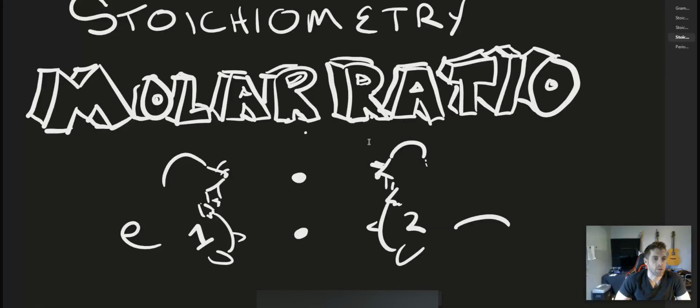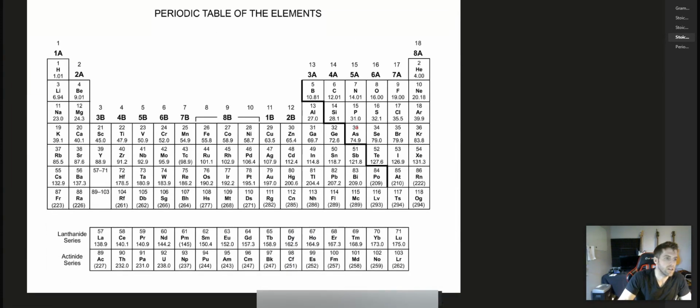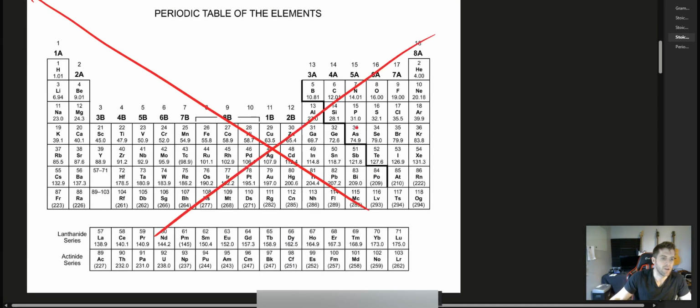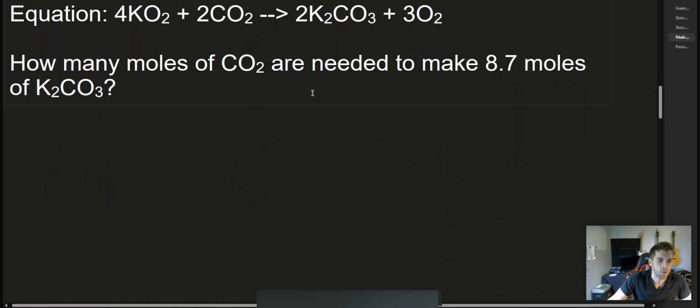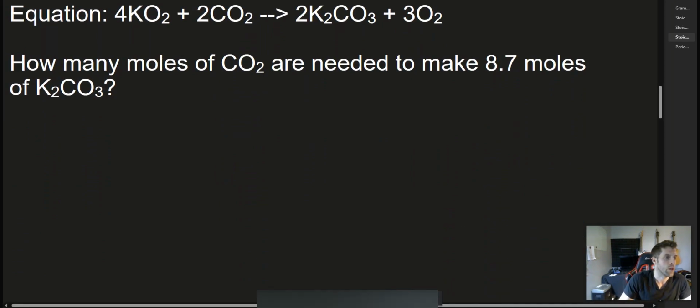Hello, we're going to talk about stoichiometry of molar ratios. We do not need a periodic table for this example. If you hear molar ratios, you're converting from moles to moles, and we will be able to do so without a periodic table. Let's begin.